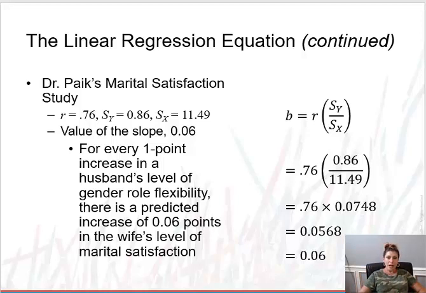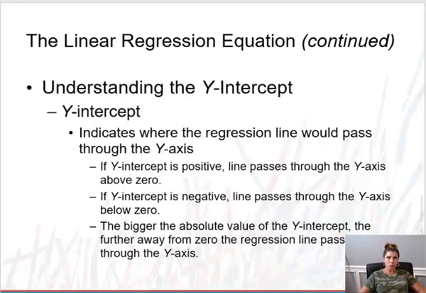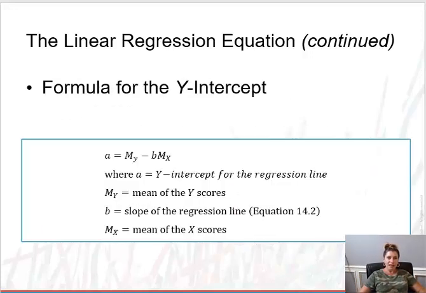So the next thing is the y-intercept, which is a. And the y-intercept is simply where the regression line would pass through the y-axis. And to find that, again, we have to go to our correlation because we need some descriptive information. It's not the standard deviations this time, it's the means of x and y. So the y-intercept is equal to the mean of y, and from that we're going to subtract the product of slope times the mean of x.